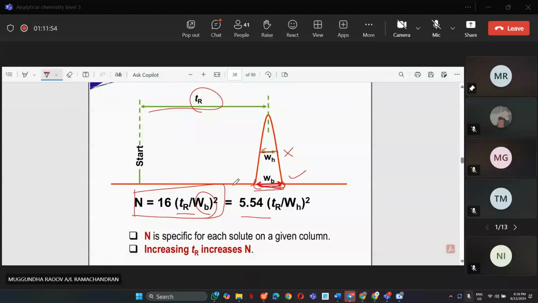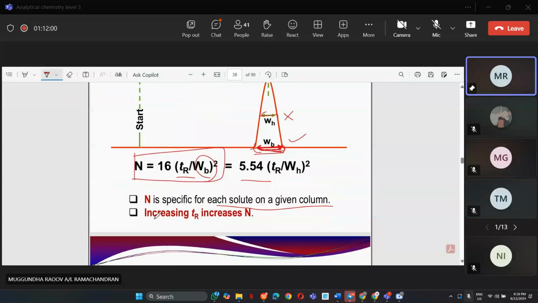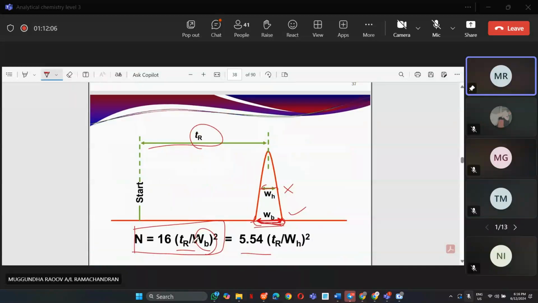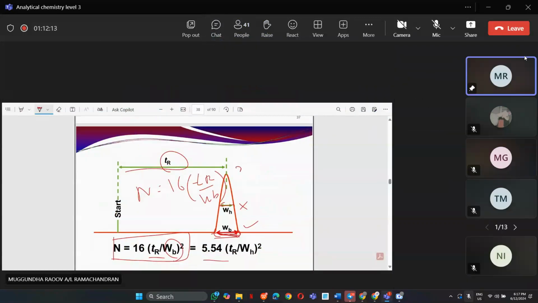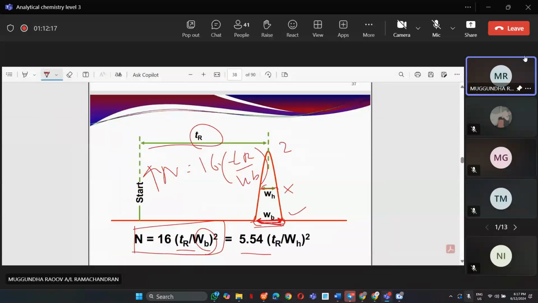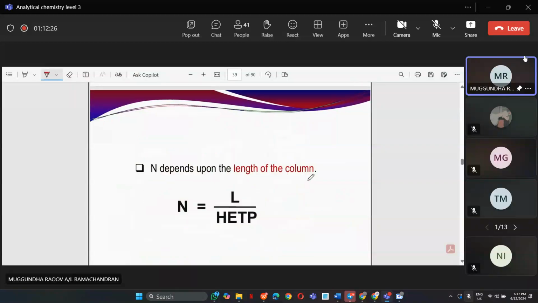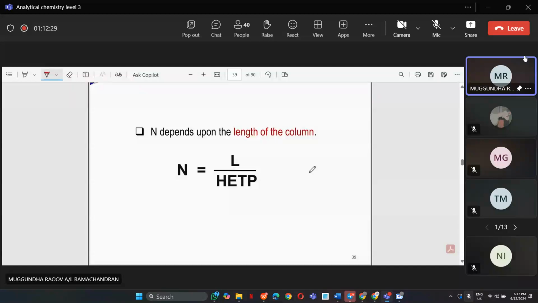N is specific for each solute in a given column. As retention time increases, the N value increases as well, because N is equal to 16 in bracket tR over Wb, squared. So when the retention time increases, eventually N also increases. Apart from that, class, N also depends on the length of the column. This is the formula for that.